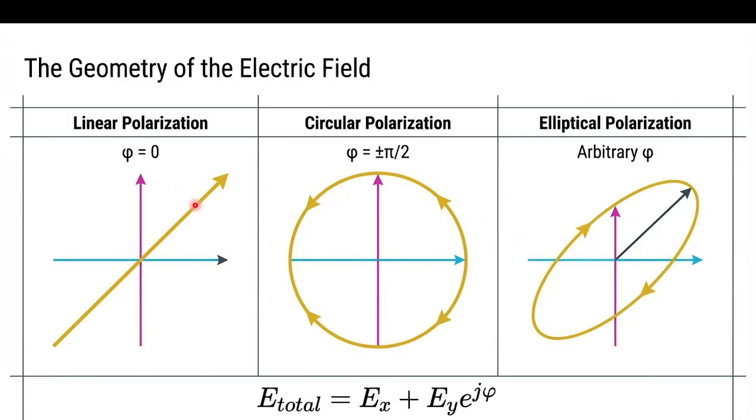Using linear polarization we can achieve circular polarization, and also elliptical polarization, depending on which kind of wave plate we are using, quarter wave plate or half wave plate, and the combination of both.